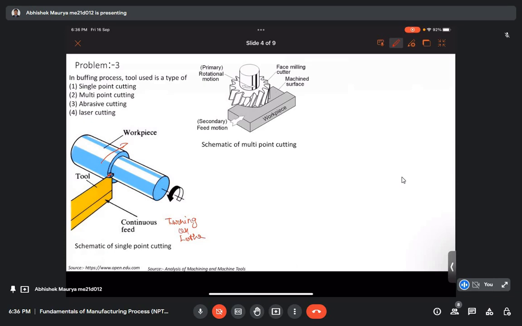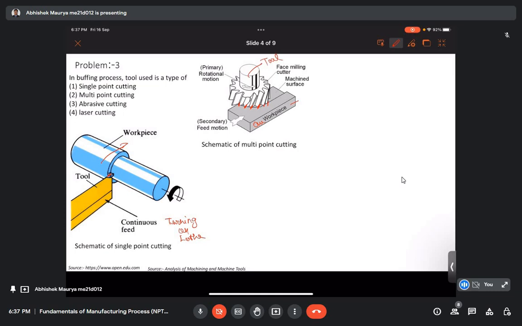So in multi point cutting, what is happening here? Still we have one workpiece and a single tool, but the tool has multiple cutting edges, which come in contact with the workpiece. If you see, one edge is coming in contact with the workpiece near here, another one is coming here, the next one is coming here. So here more than one tooth is in contact with the workpiece. So this is called multi-point cutting.